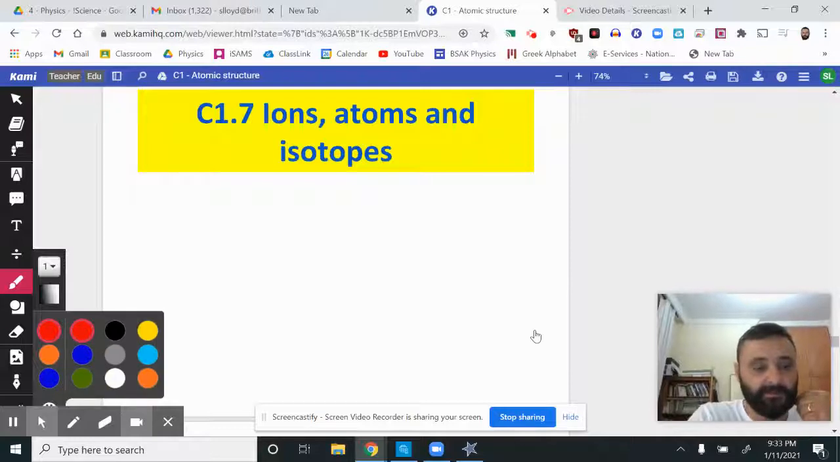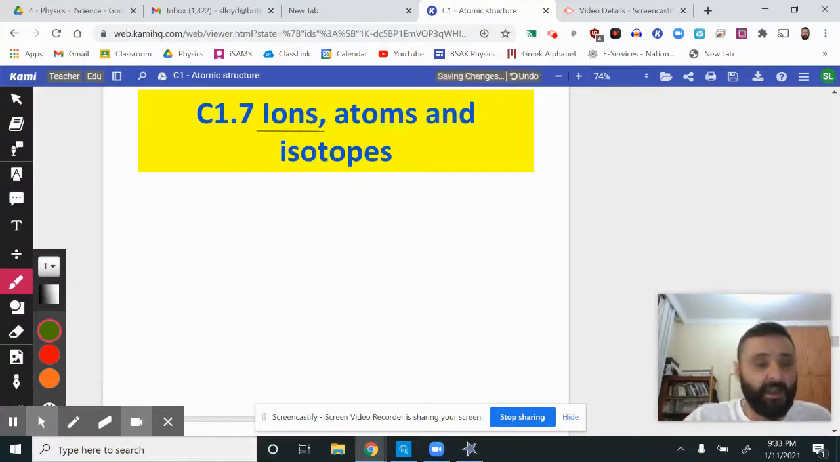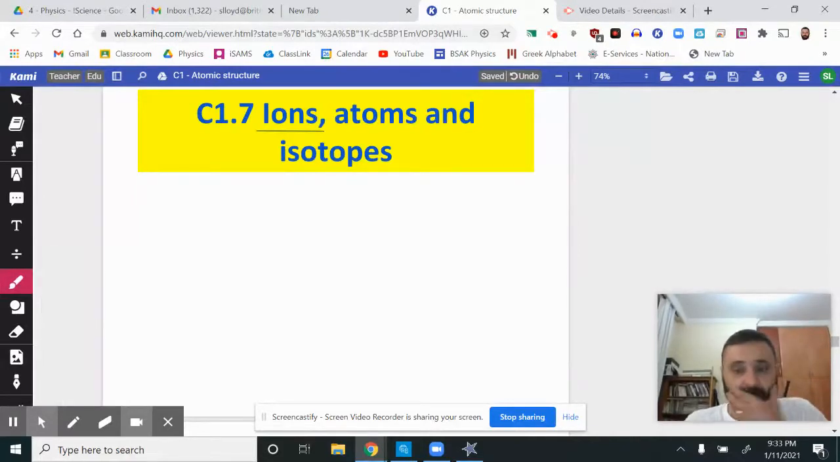Right, in the second of these three videos, we're going to look at another variation on an atom, which is the ion. Okay, so what are ions all about? Right, in the first video, we did a recap on how atoms have to have an overall charge of zero. They have to be electrically neutral. So the number of protons has to match the number of electrons.